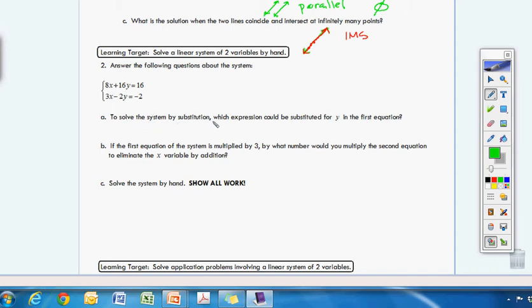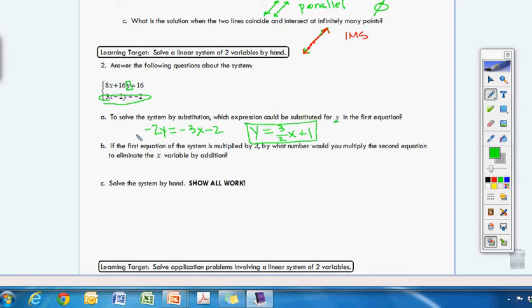To solve the system by substitution, which expression could be substituted for y in the first equation? We want to take a look at the second equation and get y alone. If we were to use substitution, what could we place into this variable right here? So I'm going to just solve for y here. 2y equals, now I'm moving over negative 3x minus 2. Divide everything by negative 2. So y equals positive 3/2 x plus 1.